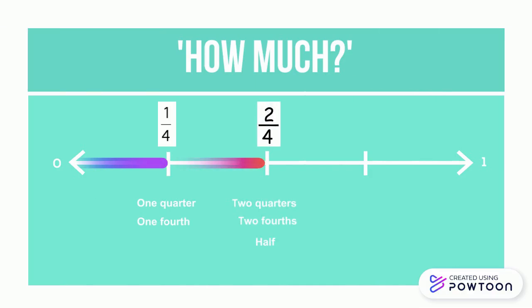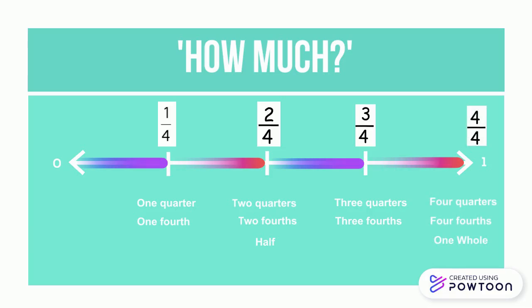2/4 goes here because this represents 2 of the 4 quarters. 3/4 goes here because this represents 3 of the 4 quarters. 4/4 go here, which is equal to 1 whole. If I eat 4/4 of the chocolate, I have eaten 1 whole.